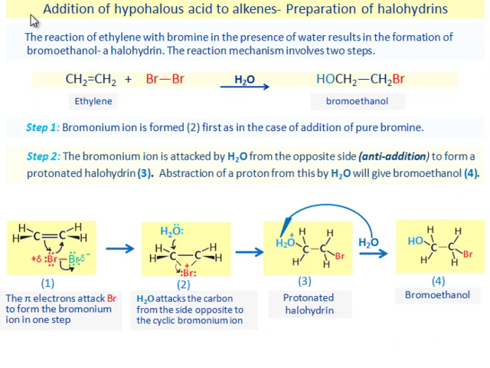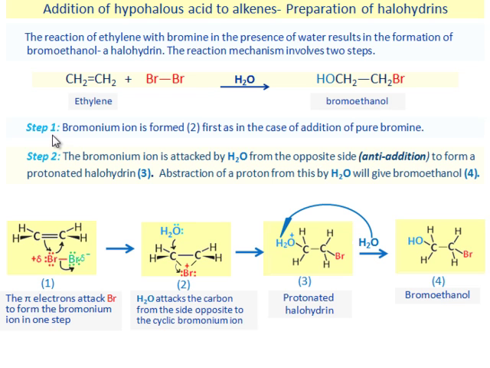Addition of hypohalous acid to alkenes. Preparation of halohydrins. The reaction of ethylene with bromine in the presence of water results in the formation of bromoethanol, a halohydrin. The reaction mechanism involves two steps.